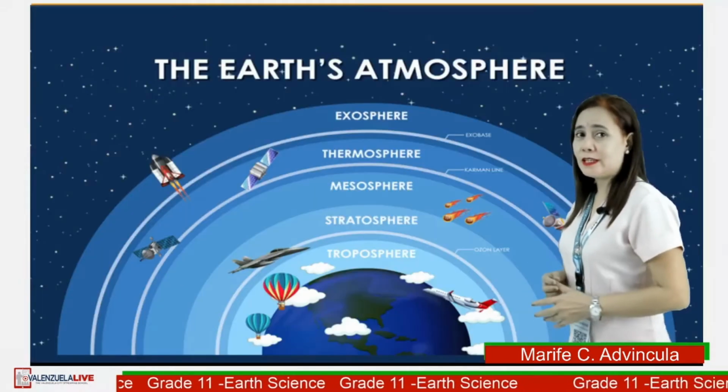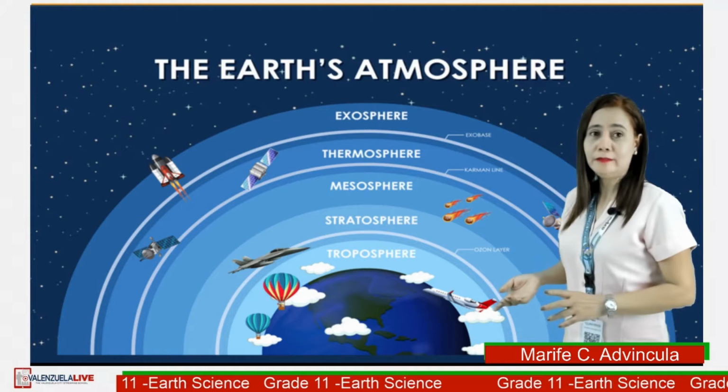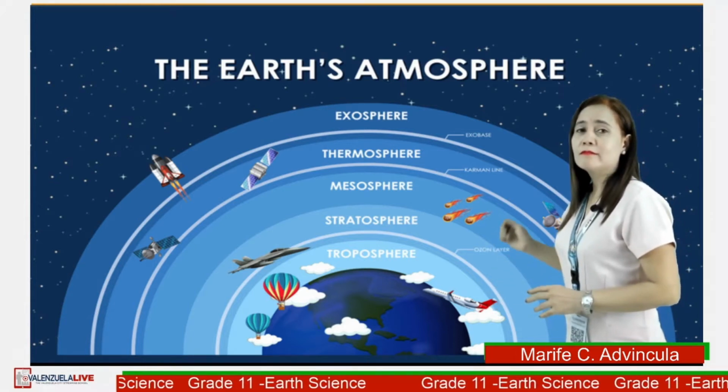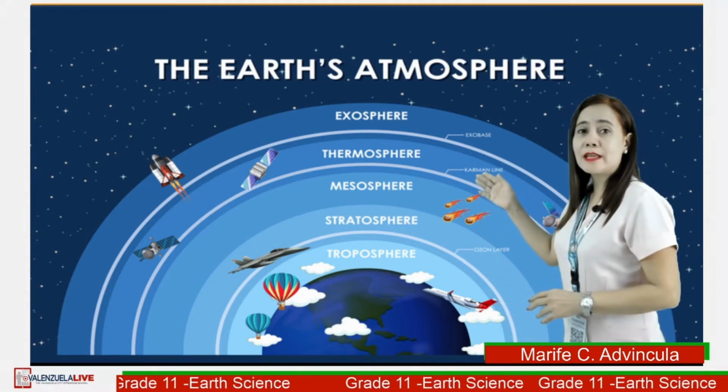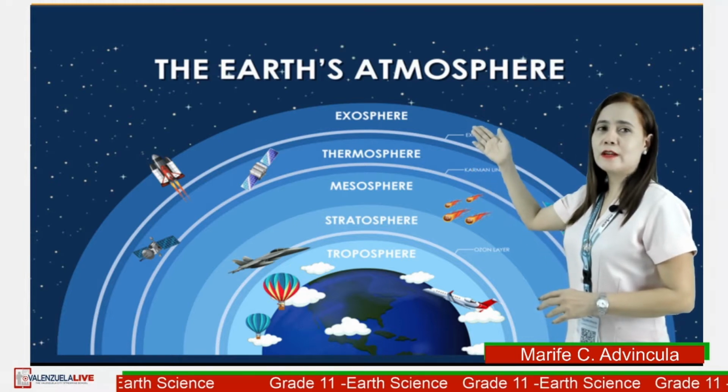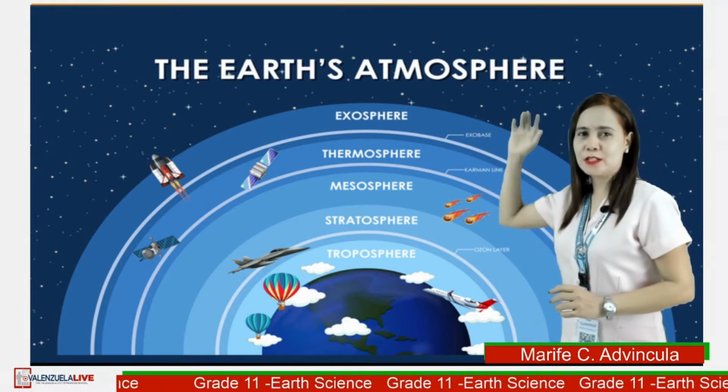From the Earth's surface, the layers of the atmosphere are troposphere, stratosphere, mesosphere, thermosphere, and lastly, the exosphere.